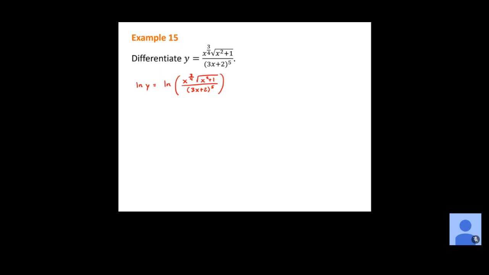So if you're ever asked to differentiate something and you notice, hey, wait a minute, I've got a lot of rules going on in this one. It's going to be a lot of work to try to find the derivative. Simplifying it using natural logs is probably going to be your best bet.